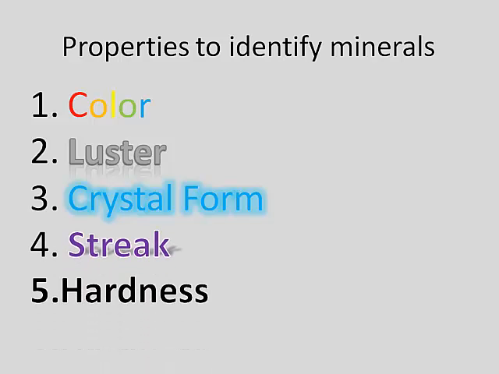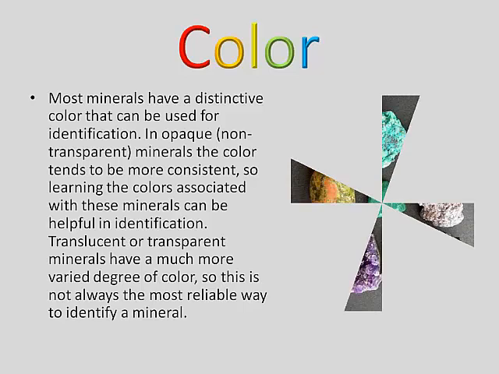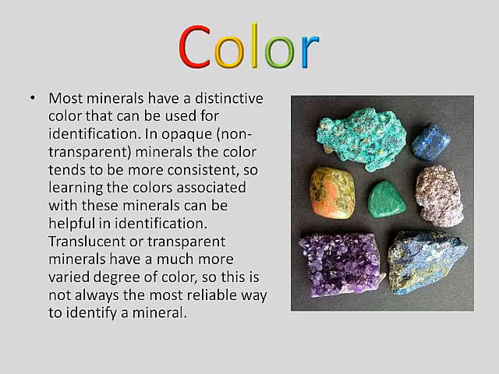The first property I will be discussing is color. Many would think that color would be the most useful property in identifying minerals, but color can be deceiving. In opaque or non-transparent minerals, the color tends to be more consistent, so learning the colors associated with these minerals can be very helpful in identification. But translucent or transparent minerals have a much more varied degree of color, so this is not always the most reliable way to identify a mineral.